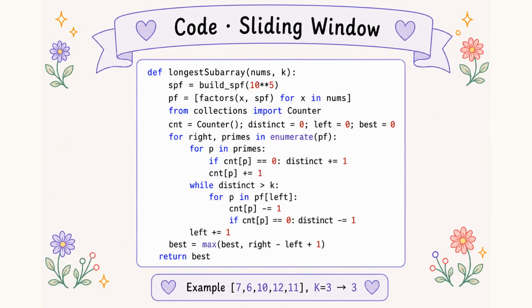Here is the sliding window code. Pre-compute prime sets for all numbers. Use a counter and a distinct variable. Expand right by adding primes and increasing distinct when a count goes from 0 to 1. While distinct is greater than k, remove primes of the left element and move left. After fixing the window, update best. For 7, 6, 10, 12, 11 with k 3, this returns 3.